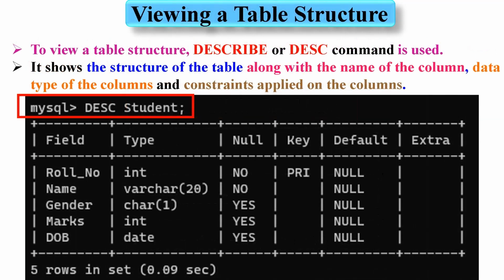Let's learn how to view a table structure. To view a table structure, describe or desc command is used. It shows the structure of the table along with the name of the column, data type of the columns and constraints applied on the columns.